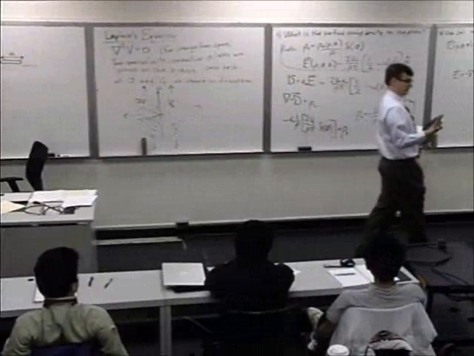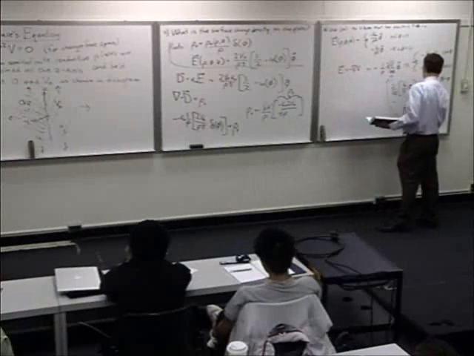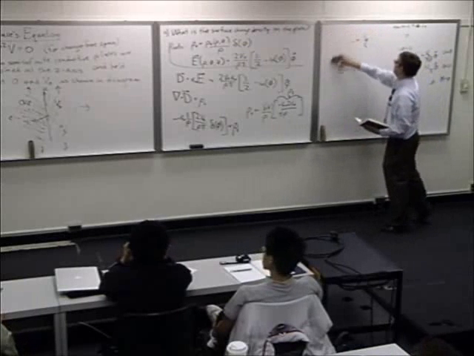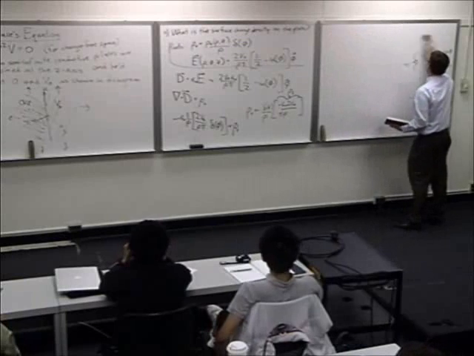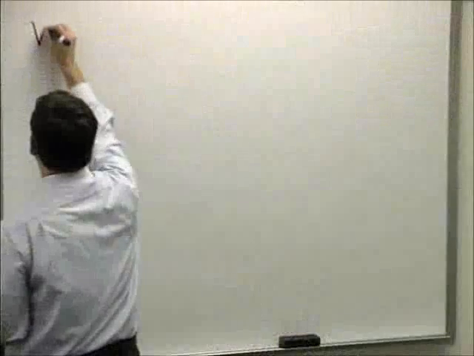The divergence of a vector in the cylindrical coordinate system looks something like this.